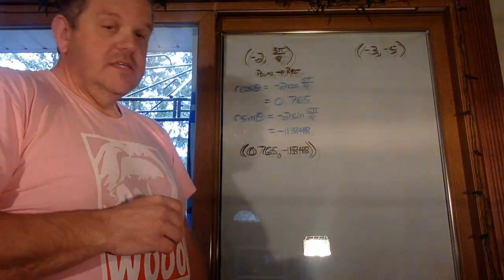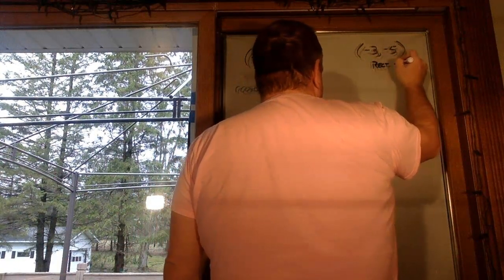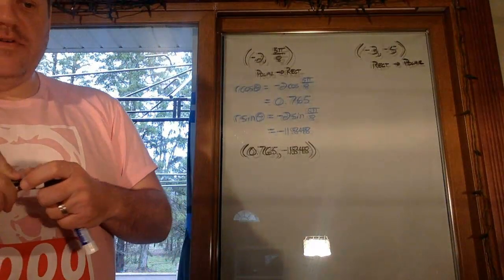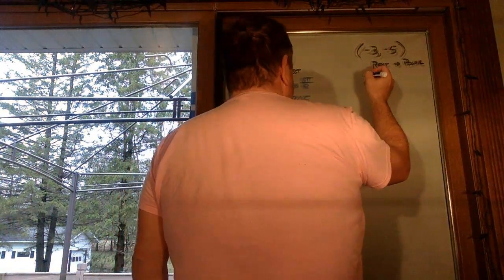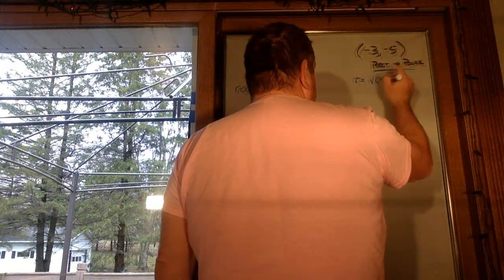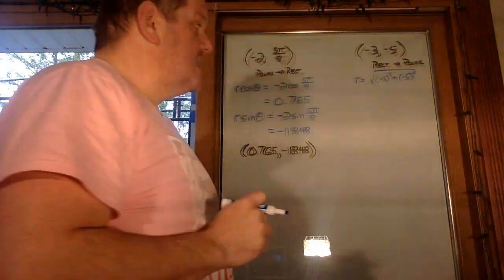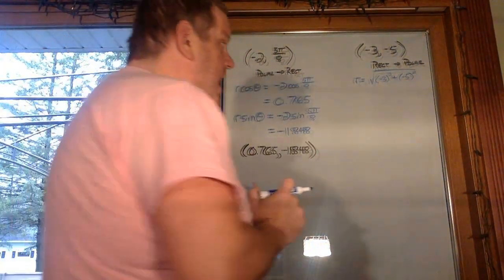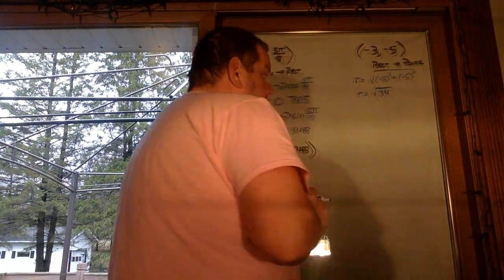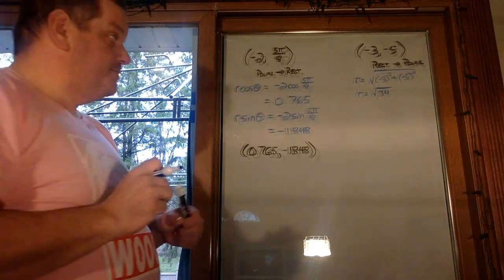Okay. Second one, this is rectangular. I need to take it into polar. So first I need to find my R value. So my R value is going to be the square root of -3 quantity squared plus -5 quantity squared. So that's 9 plus 25. 9 plus 25 is 34. So our value there is going to be the square root of 34.